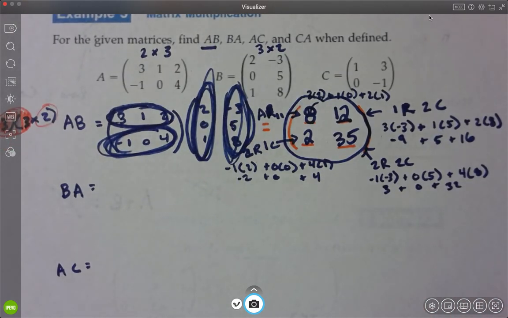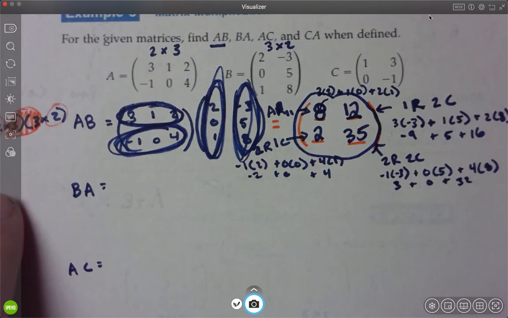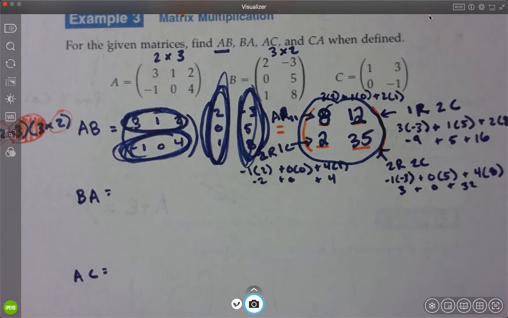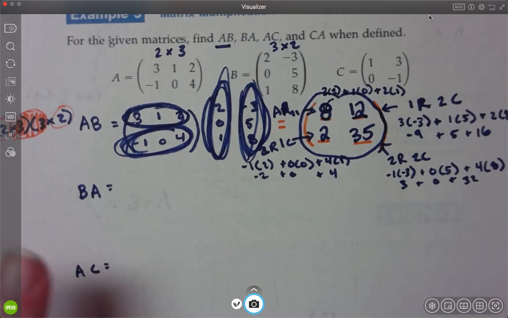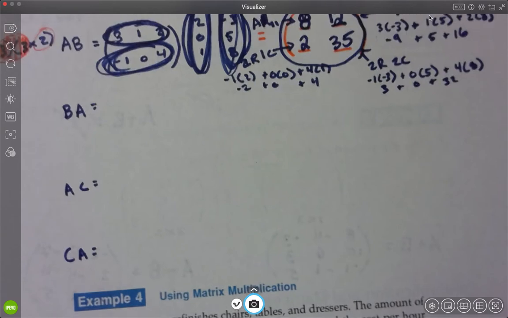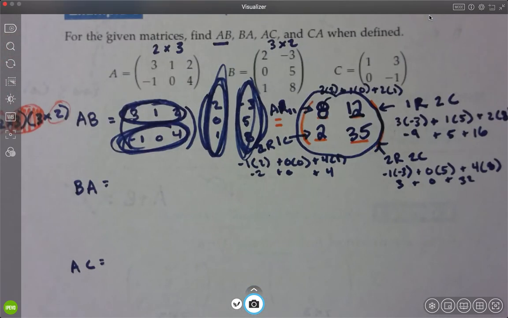Let's go ahead and stop there. That's an introduction to matrix multiplication. We'll do the last 3 and example 4 in the next video, because that takes a little bit of time.